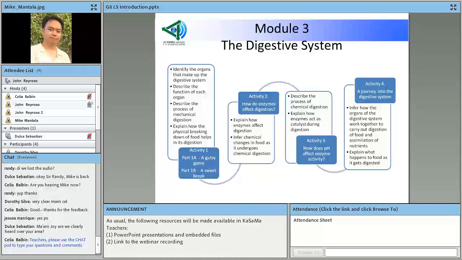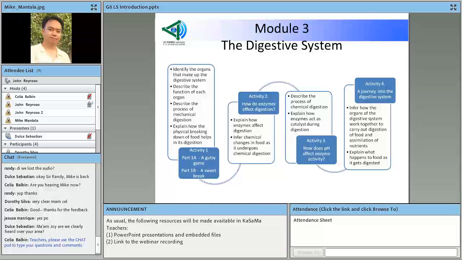Okay, so here are the activities for module 3. We have here 4 activities. Activity 1 is composed of 2 parts. A Gutsy game is actually a motivational game, a motivational activity that revisits concepts that have been tackled or taken up in grade 7. And the second part of activity 1 is an activity that showcases mechanical digestion, how it works. Then activity 2 moves from mechanical digestion to chemical digestion. Activity 2 is how do enzymes affect digestion.